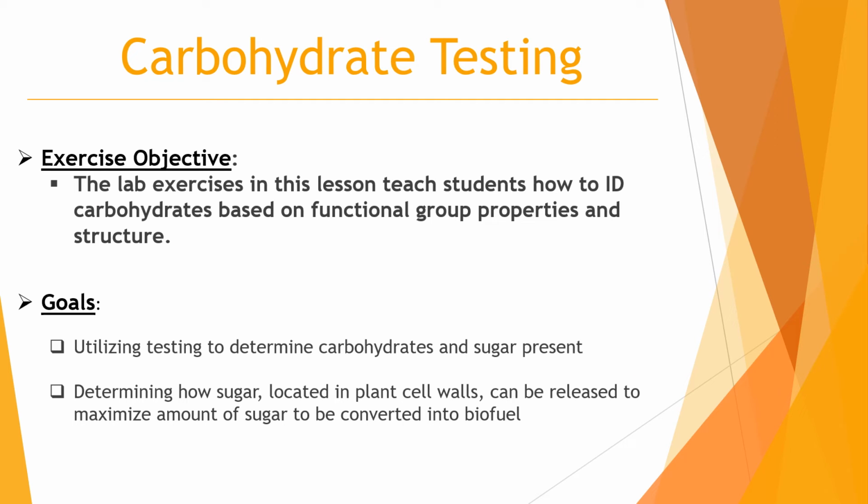In this exercise, students are going to learn how to ID carbohydrates based on their functional group property and structure. The goals of this lab are to utilize testing to determine carbohydrates and sugar present, and determining how sugar, which is located in the plant cell walls, can be released to maximize the amount of sugar to be converted into biofuels. Now, this has a very special place right now for students as the world continues to look at alternative fuels to replace fossil fuels.